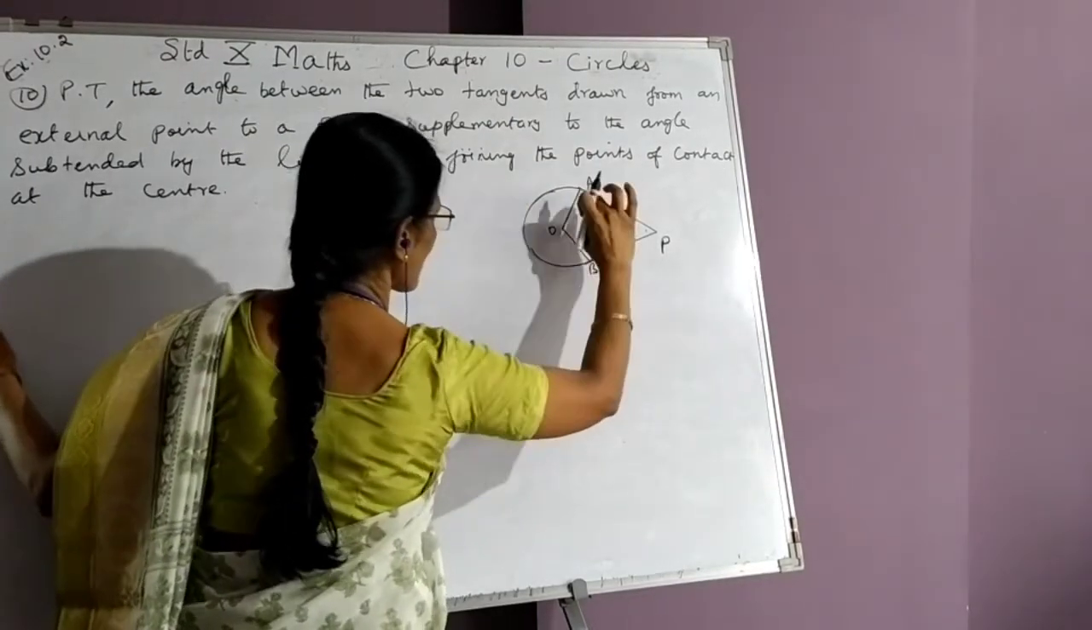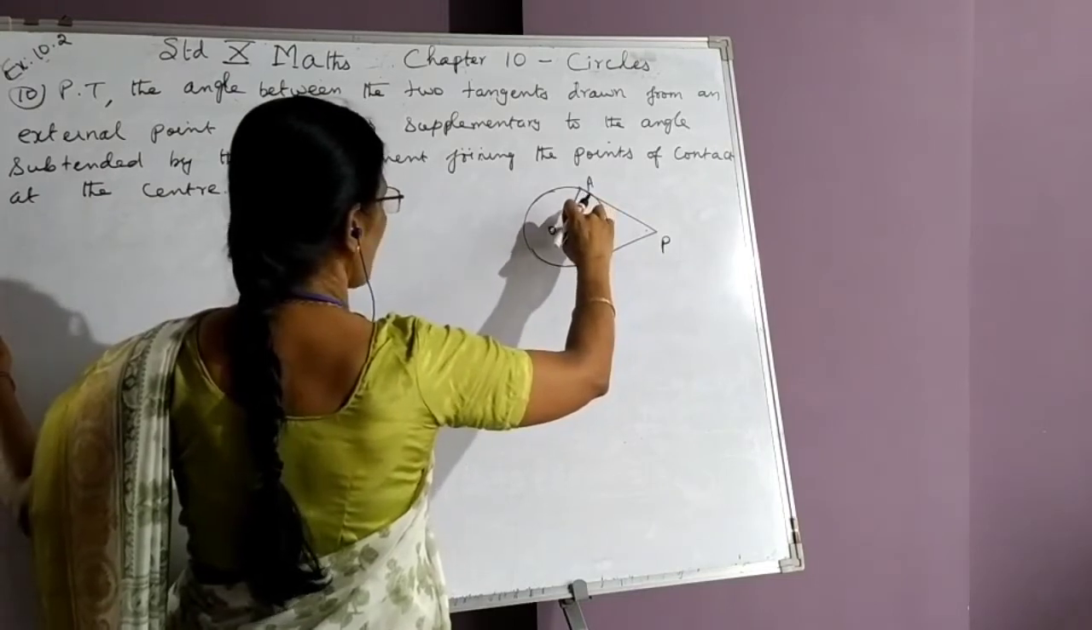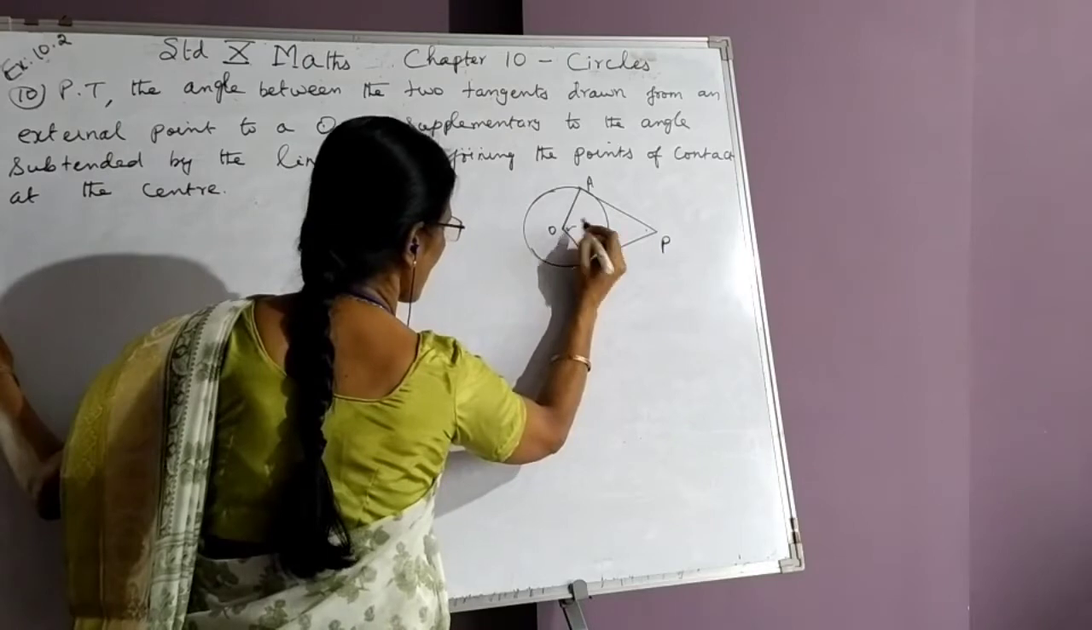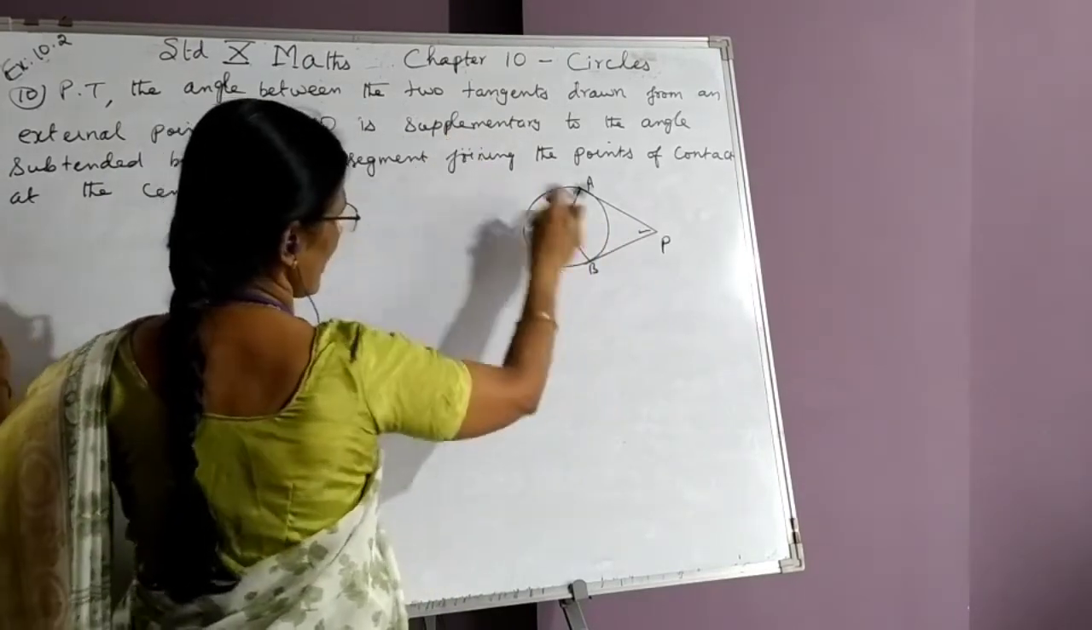So we have to show these are the points joining the contacts A and B with the center. So we have to show this angle plus this angle is how many degrees? 180 degrees. Supplementary we have to prove.